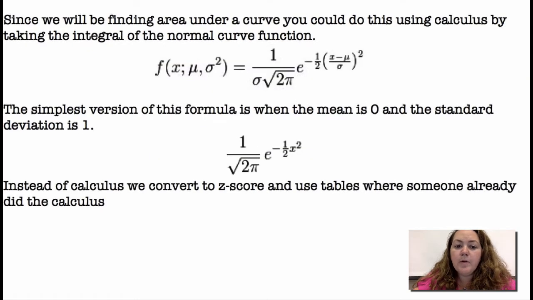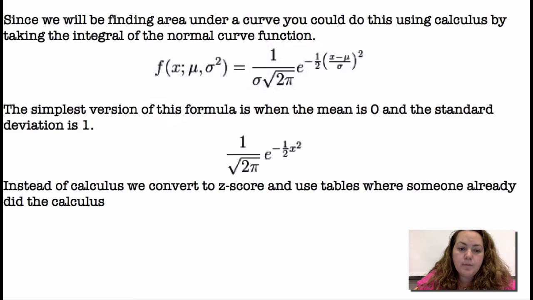All right, since we will be finding area under a curve, you could do this by calculus by taking the integral of a normal curve function, which looks like this here. And the simplest version of this formula is when your mean is 0 and your standard deviation is 1, which gives you this other function. But instead of calculus, we convert to a z-score, and we use tables where somebody has already done the calculus for us.